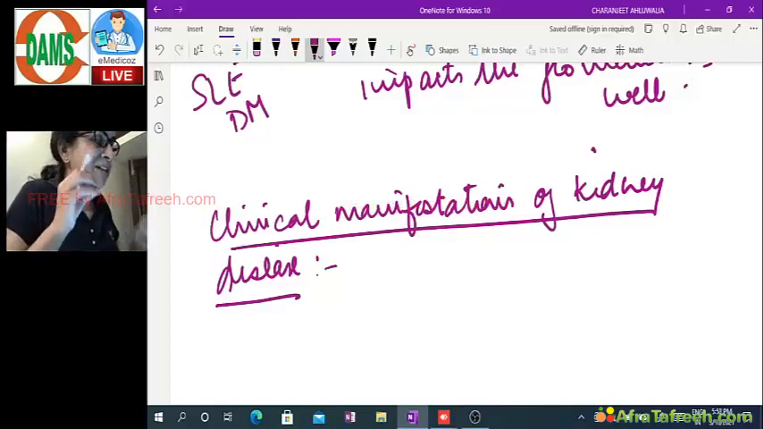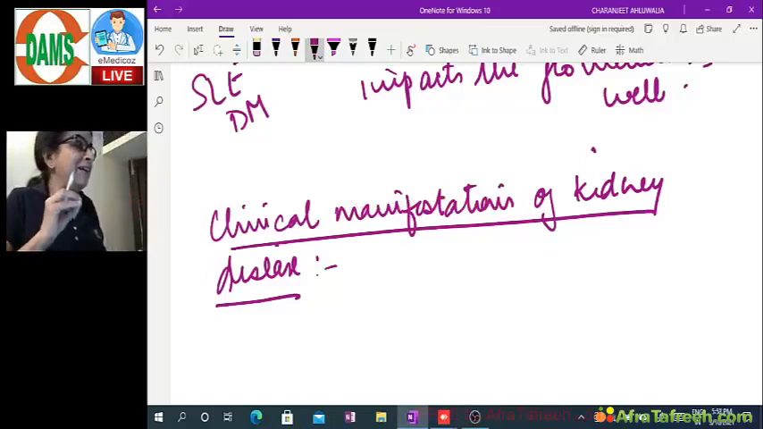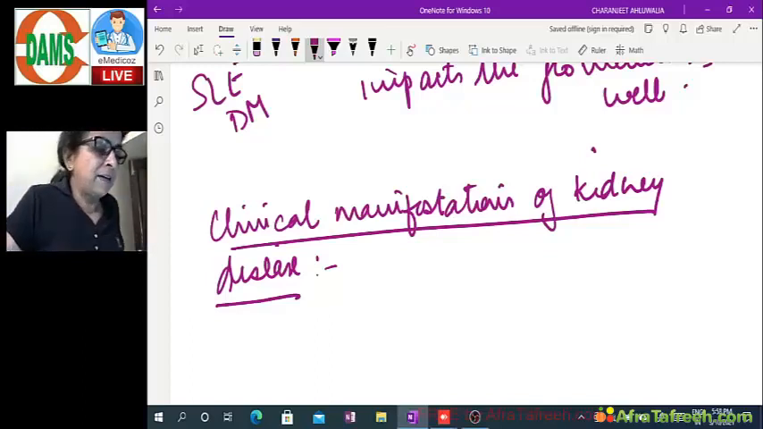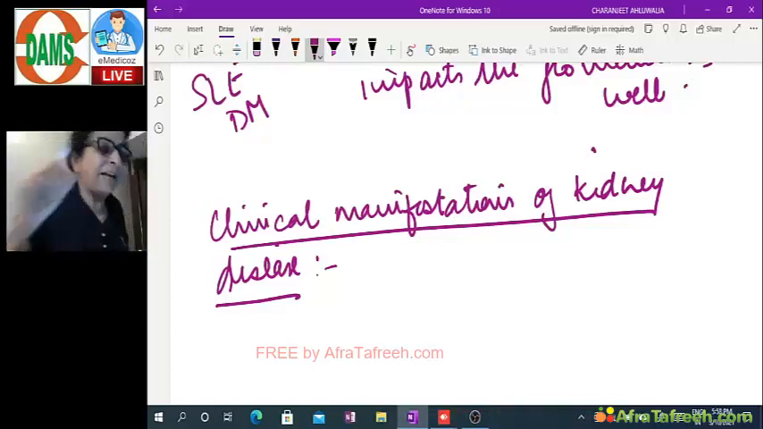The information that you get is where the immune complex is hiding in the filtration membrane. Okay, now next. Most of you have understood. Good. Now let's come to the clinical manifestations of kidney disease.